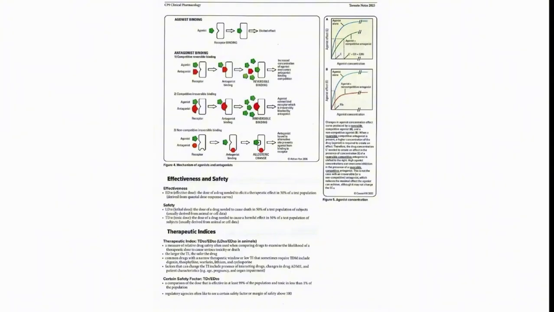Number 3, non-competitive or allosteric antagonists. In this mechanism, the antagonist binds to a different site, called the allosteric site, rather than the agonist binding site.